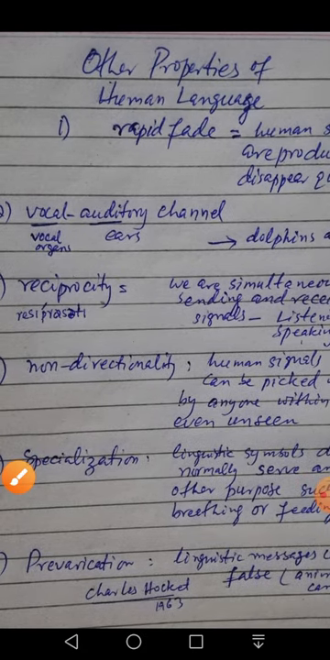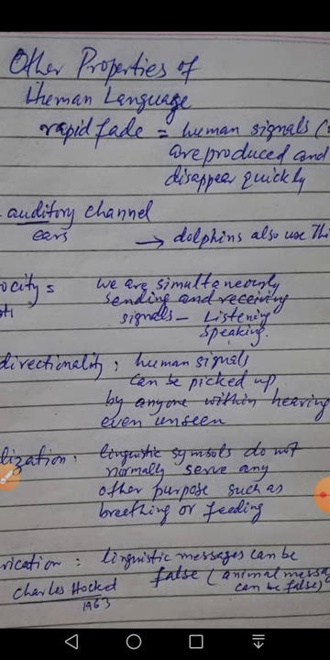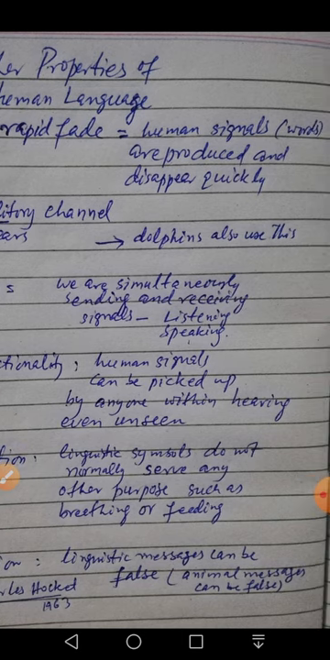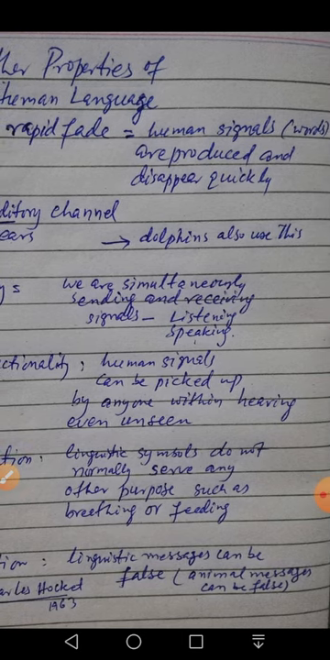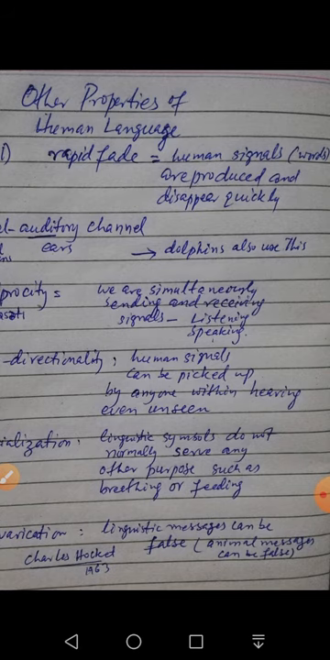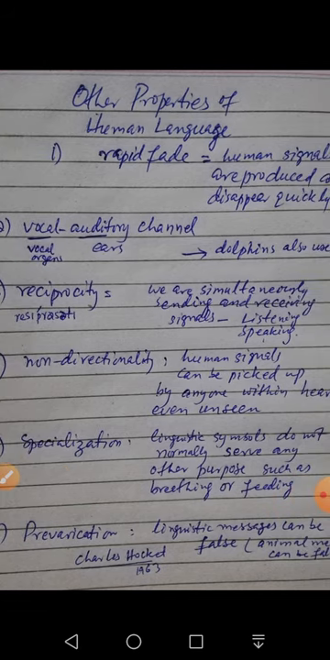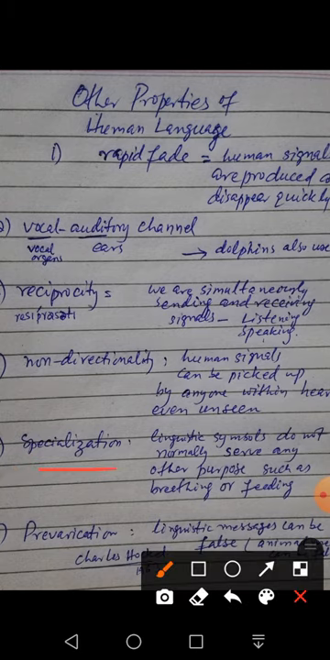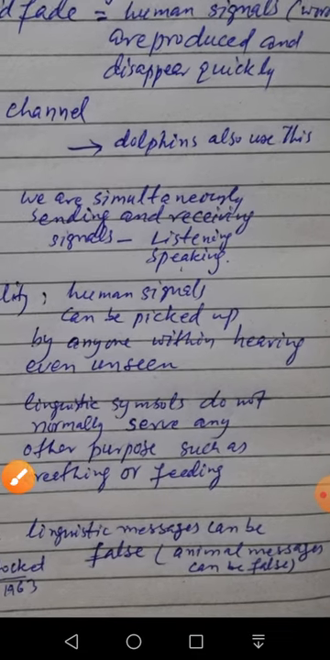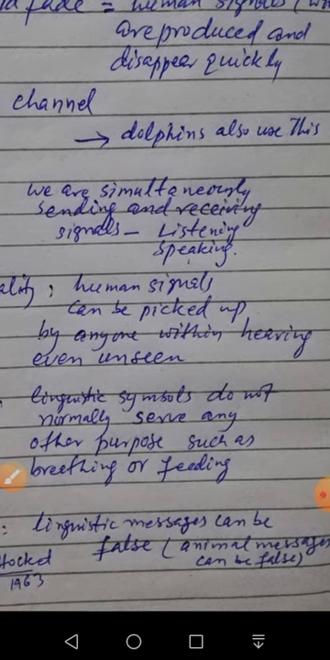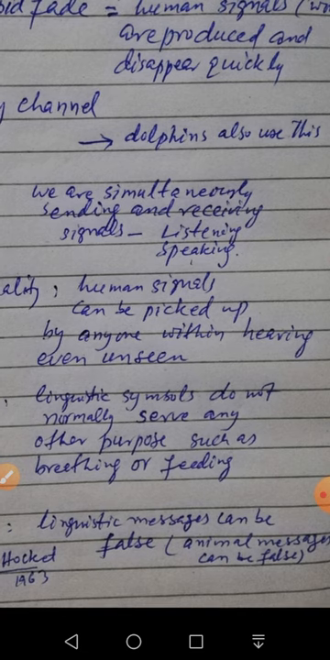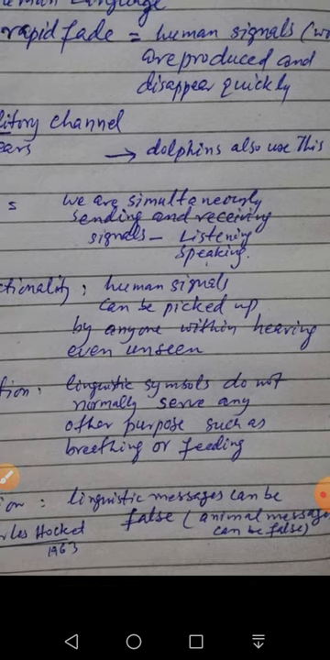Then we have non-directionality. Human signals can be picked up by anyone within hearing, or even unseen. Whenever we utter a sound, anyone can pick it up. This is known as non-directionality. So our language, our words, our verbal forms, don't have a direction, and can be picked up from anywhere. Then we have specialization. What does it mean? It means that linguistic symbols do not normally serve any other purpose such as breathing or feeding.